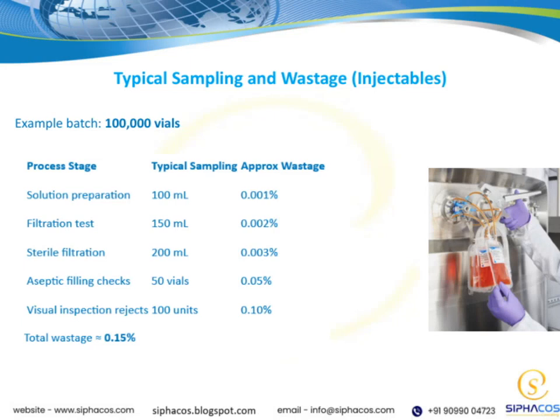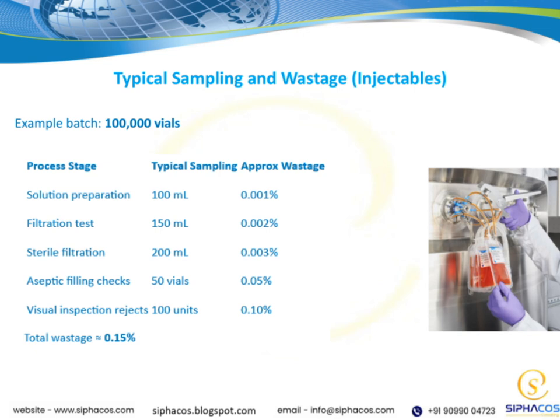Now, let's take a look at a typical example involving sampling and wastage for injectables. Imagine we have a batch of 100,000 vials. When producing such a large batch, it's common to set aside some vials for sampling to ensure quality and safety. However, sampling inevitably results in some wastage because those vials can't be used for the final product. Additionally, there's always some wastage during manufacturing, like losses during filling, capping, or inspection.